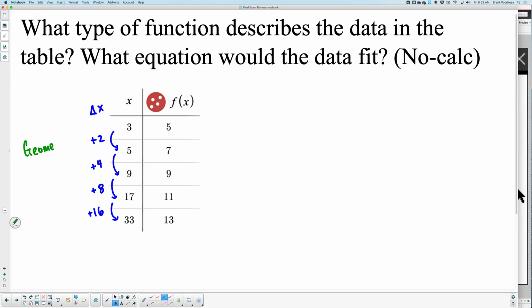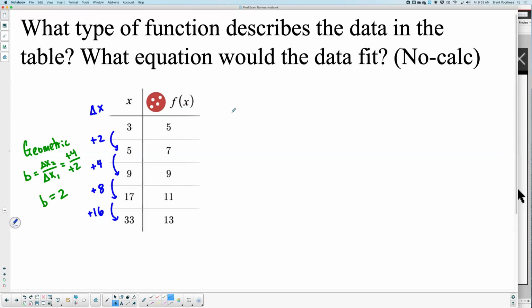If it's geometric, how do you find your base? Y2 over y1? Oh, x1. This time it's just the x's. Delta x2 divided by delta x1. What is delta x2? 4. Oh man, I got the same base this time, don't I? Well, we have a base of 2 here.